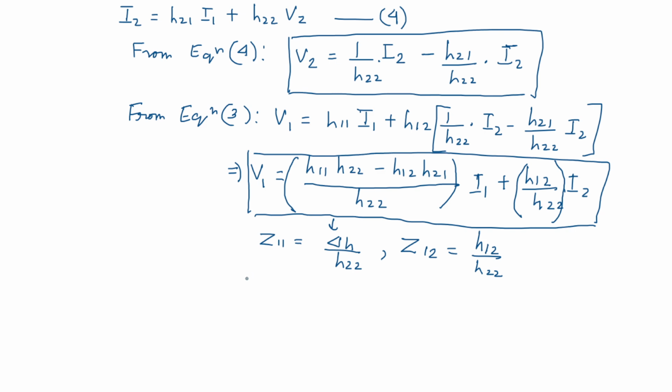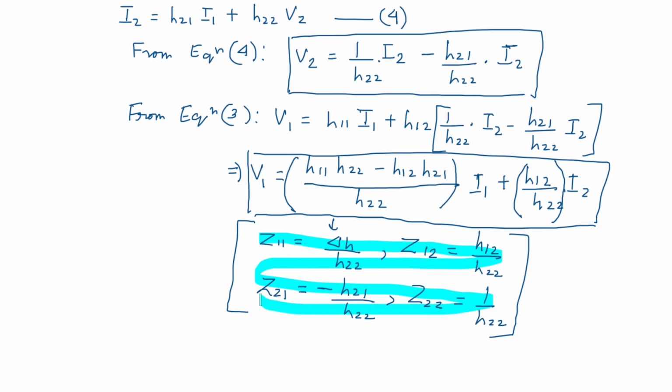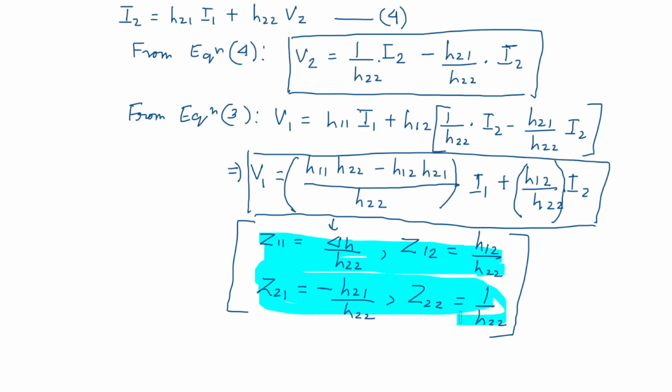And from this equation we have Z21 is equal to minus H21 by H22, and finally we have Z22 is equal to 1 by H22. So this is the representation of Z parameter in terms of hybrid parameter. In this way we can represent one particular parameter with respect to other parameters.